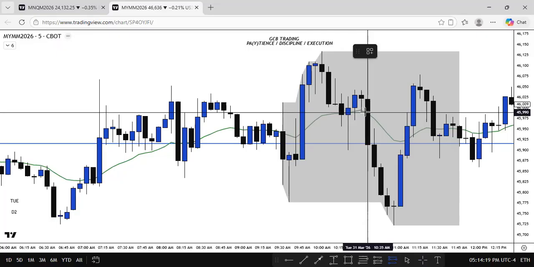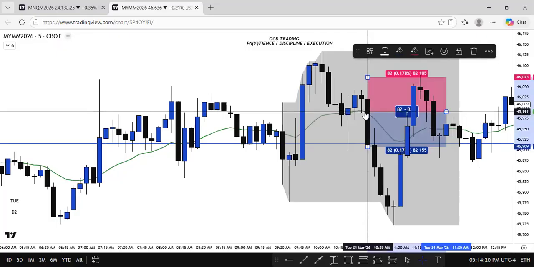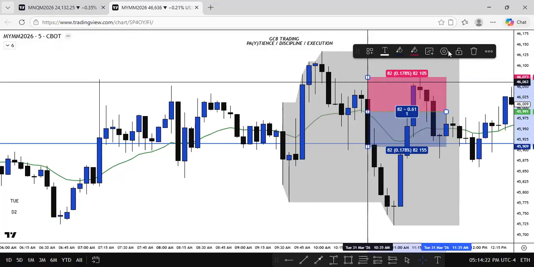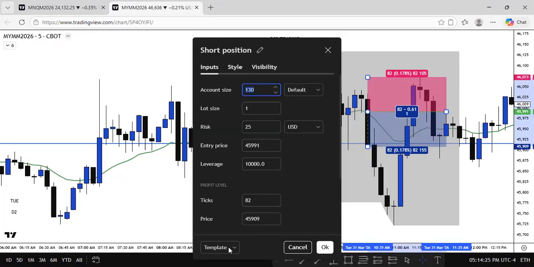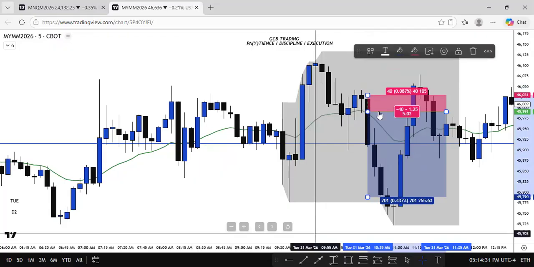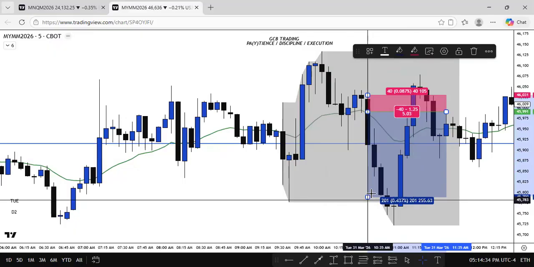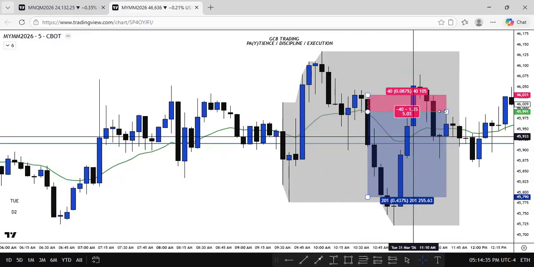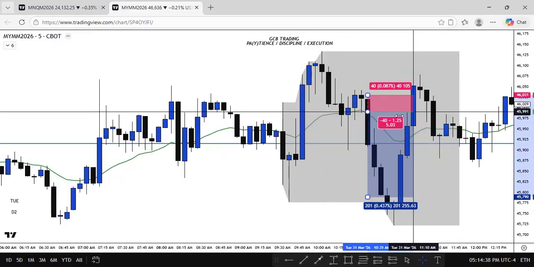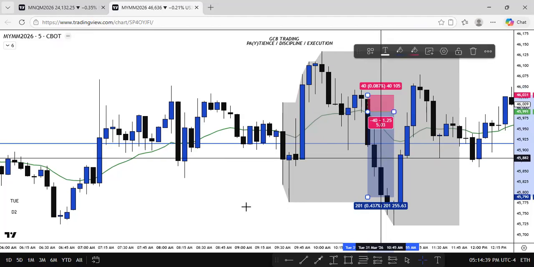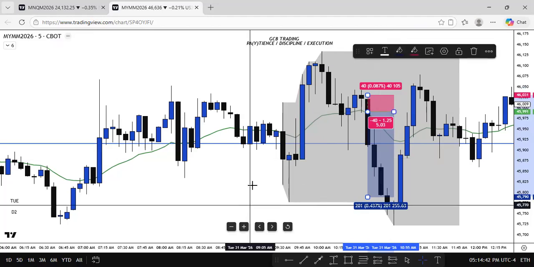So I entered as soon as price broke the wick of this previous candle. All right, that was my trade setup. I risked about 40 ticks on MYM and targeted 200. So this was the trade. This was a 200-point move on US 30 MYM.